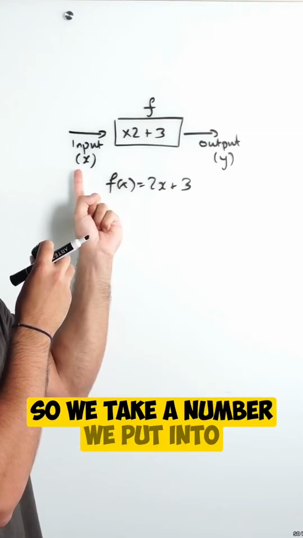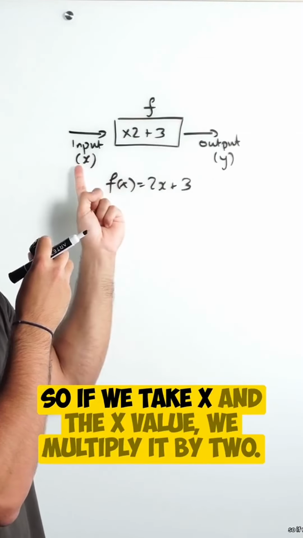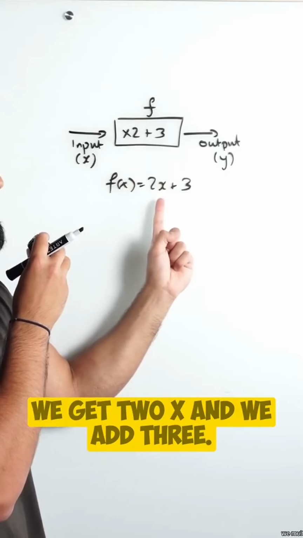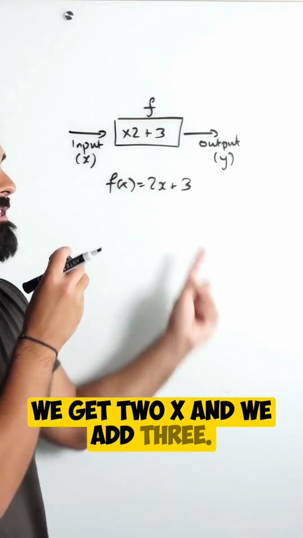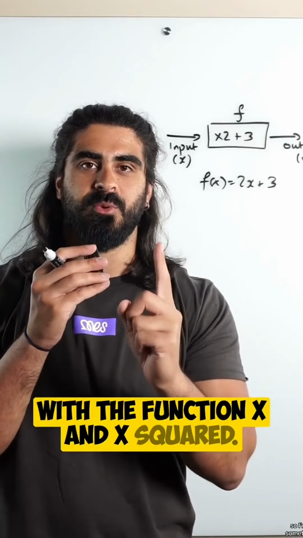So we take a number, we put it into our function machine, and a number comes out. So if we take x and the x value, we multiply it by 2, we get 2x, and we add 3. So I'm going to show you something similar with the function x and x squared.